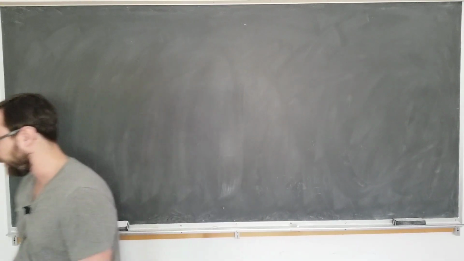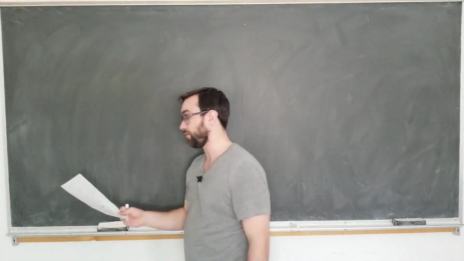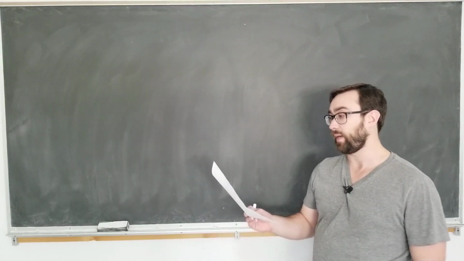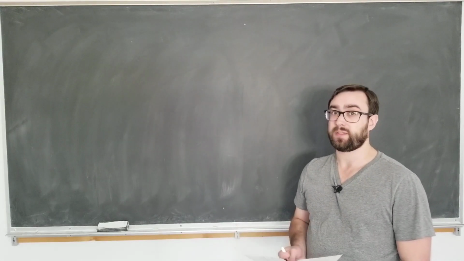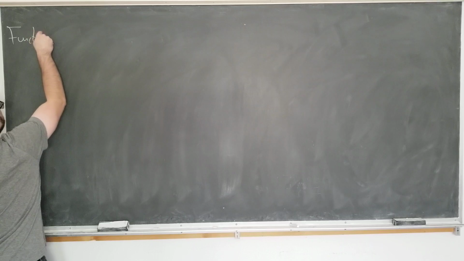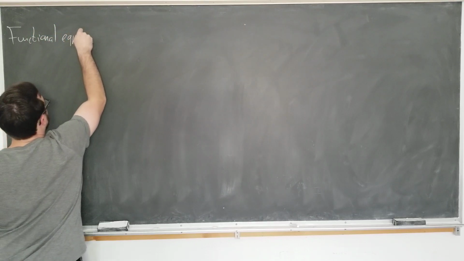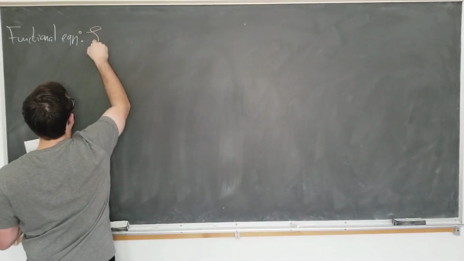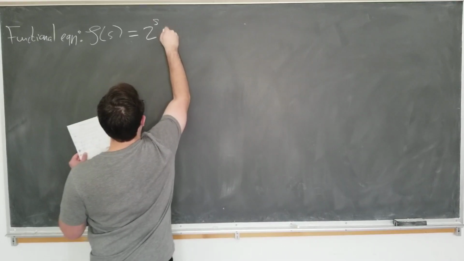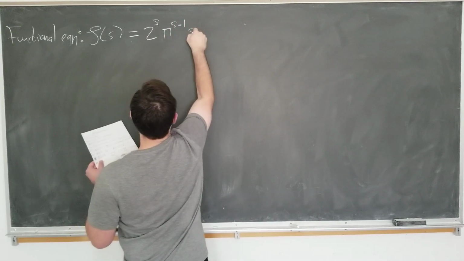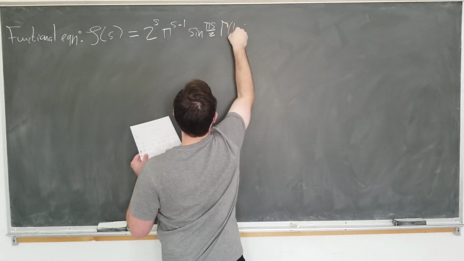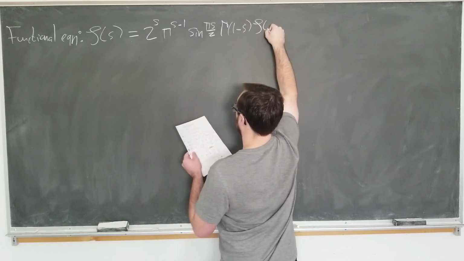The next part, I do need my notes because it's a pretty involved formula. There's going to be lots of approximations, Taylor series. It gets pretty intense. Okay, it starts off from the functional equation for the zeta function, which tells us that zeta of s satisfies the following relation: 2 to the s, pi to the s minus 1, sine of pi s over 2, gamma of 1 minus s, zeta of 1 minus s.